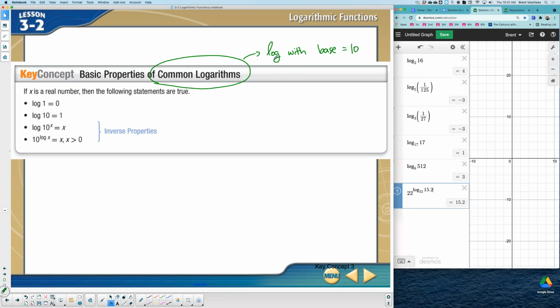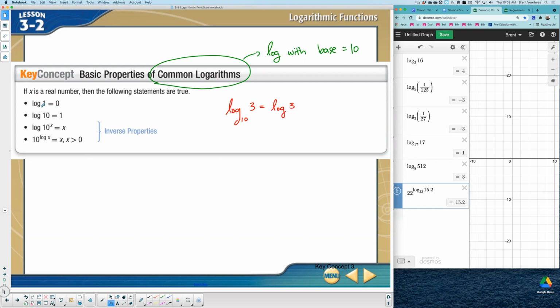If you have a common logarithm, they will not even write the base down. So let me show it to you this way. Log base 10 of 3 will be equal to log of 3. If you just see log of 3 with no base at all, that means the base is 10. That's what we call a common logarithm.